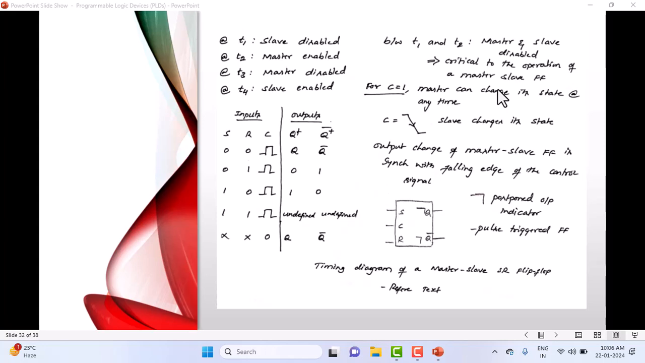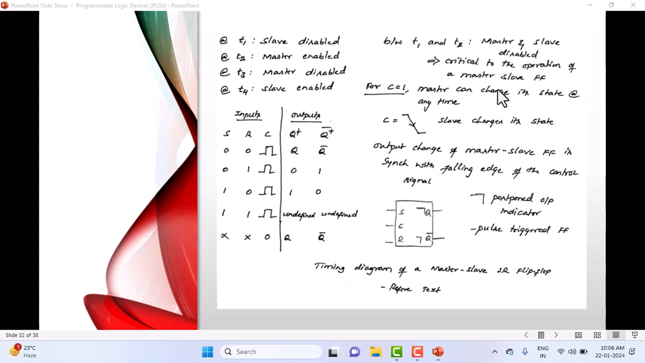And this is the symbolic representation of the master slave SR flip flop, as you can see here. It's called a postponed indicator, because after some time you will see the results. You will not see the results in the master slave flip flop immediately, because there are two stages, and one stage is cascaded to the other stage. Therefore, you will see the output after some time. That's why this indicator, the reverse L-shaped mark here, is called a postponed indicator. And this is the symbolic representation of the pulse triggered master slave SR flip flop. Okay, any questions about this?